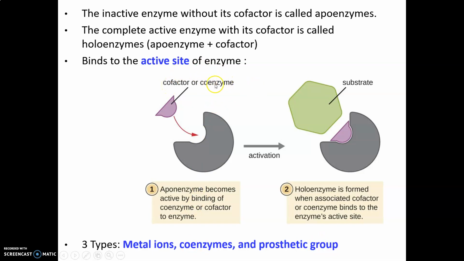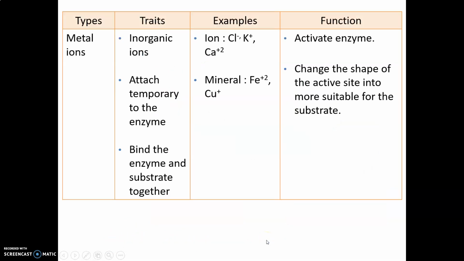Okay. Gambar ini dia tidak menunjukkan dengan betul lah. Just this one adalah coenzyme juga adalah cofactor. Ada tiga jenis cofactor, metal ions, coenzyme dan juga prosthetic group. Okay, the first one adalah metal ions which is inorganic ion. Contohnya kita ada magnesium, kita ada chlorine, kita ada K+ dan juga ada calcium. Okay, untuk metal ions, dia attach temporary to the enzyme. Okay, dia tak kekal and in fact dia akan bind to the enzyme dengan substrate together.